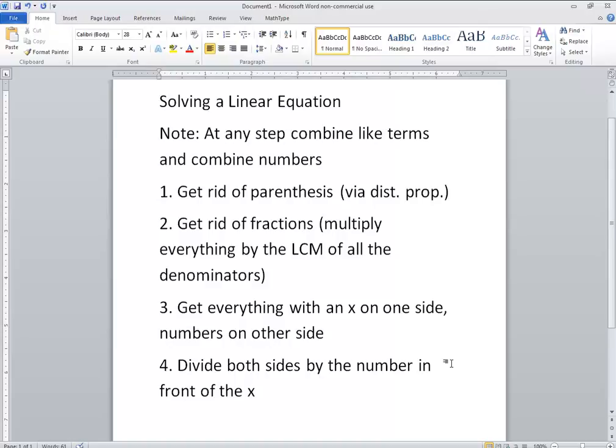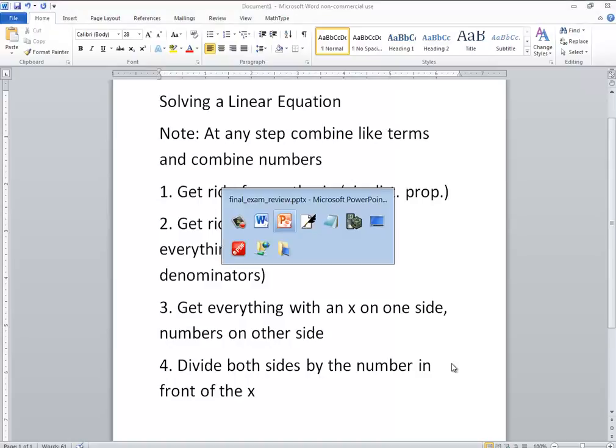Now step 3, I say get everything with an X on one side, but it can have any variable. In this particular problem, it looks like we have Z's. And when I say everything, I'm talking about terms. So we're going to get all variable terms on one side, constant terms on the other side. Last step, divide both sides by the number in front of the X. Remember, the number in front of your X is also called a coefficient.